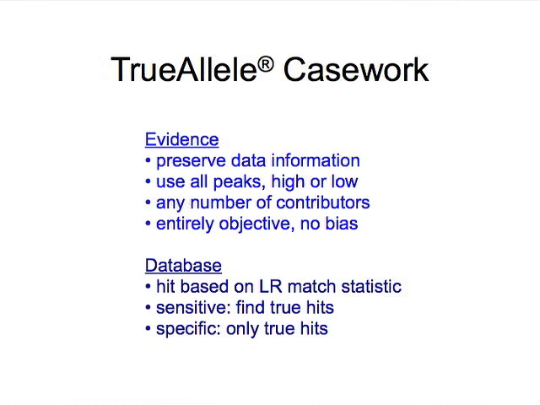And the method is entirely objective in the sense that the system does not know, nor can it know, when it infers a genotype, anything about who you're comparing it with afterwards. So there's no potential for examination bias. There's a corresponding database system built on the same principles, and hits are based on likelihood ratio match statistics. It's very sensitive, so it finds true hits, and it's very specific. It's only true hits without false positives.